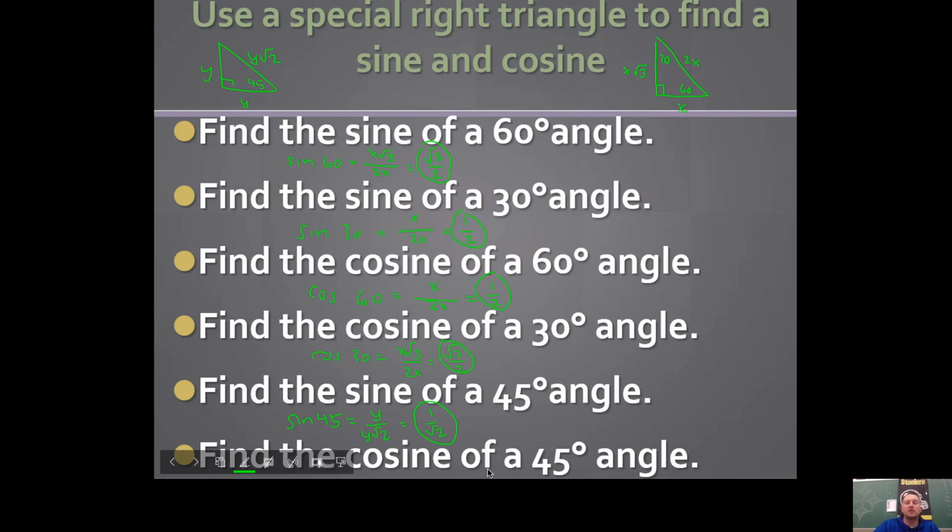Now, watch what happens when you take the cosine of a 45. Cosine is adjacent over hypotenuse. You get the same exact thing here. It's still 1 over square root of 2. Why does that happen? Well, because your legs are the same in a 45, 45, 90 triangle, so it's the same ratio to the hypotenuse.